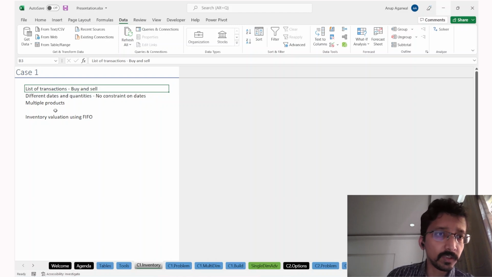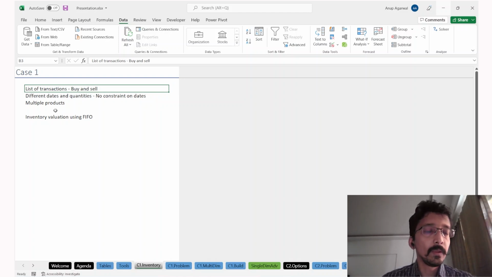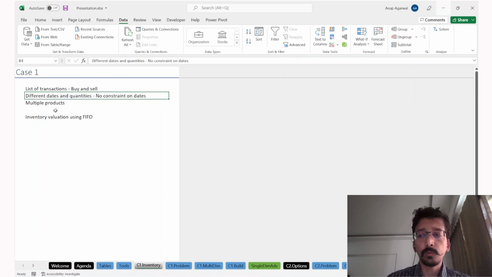A few features here. So let's say we have a bunch of transactions. Here actually we are doing stocks, as in shares, instead of inventory of products. So let's say you are buying and selling shares and you have different transactions on different dates. So there are multiple stocks or multiple shares that you are trading in, different dates and different quantities. There is no constraint that the dates are month-end dates.